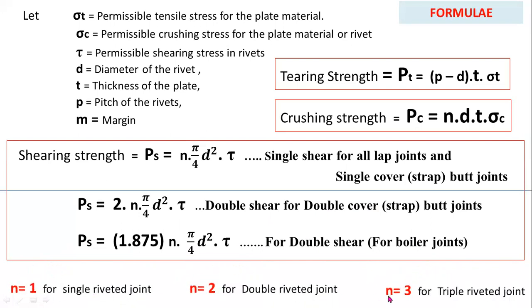And these are the number of rivets per pitch. n equal to 1 for a single riveted joint, n equal to 2 for double riveted joint, n equal to 3 for triple riveted joint, n equal to 4 for a quadruple joint. Now these are the important formulas: PT, PC, PS. These three are the important formulas for design of longitudinal and circumferential joints.